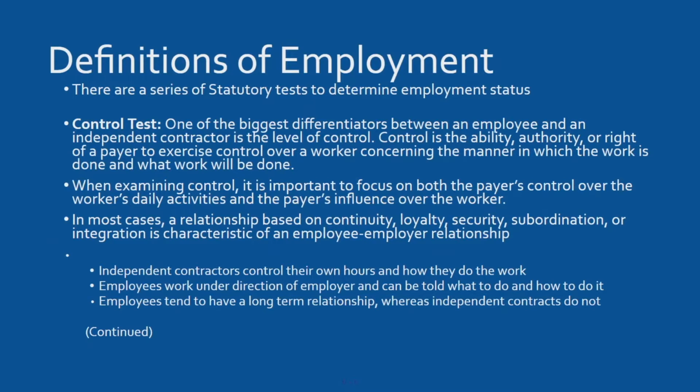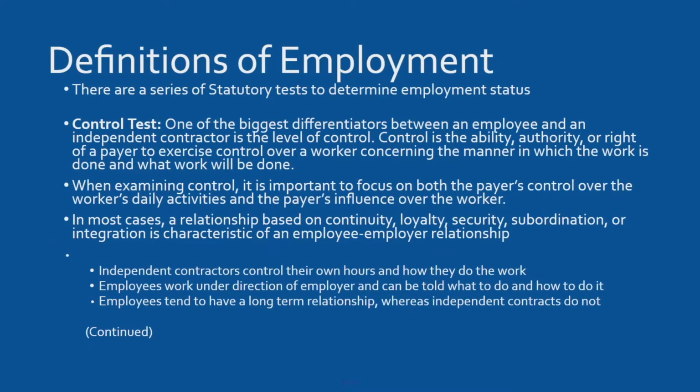The master tells the servant what to do, when to do it, how to do it, where to do it, and the parameters of the job are well defined. If that is the case, we say the master has a lot of control over the servant, and in this case, you would suggest that this is what is defined as employment. So control is the ability, and the authority or the right of the payer, to exercise control of the worker concerning the manner in which the work is done and what work will be done.